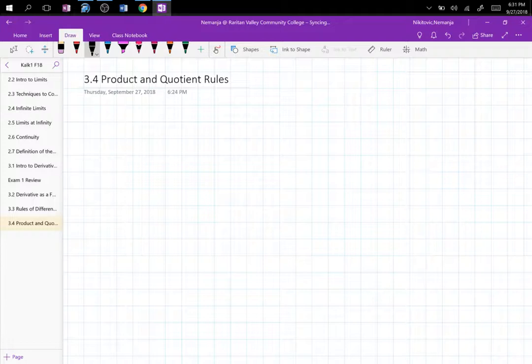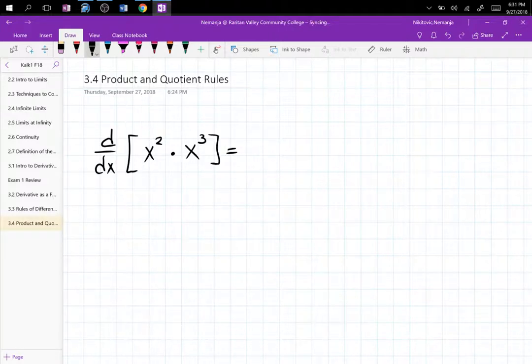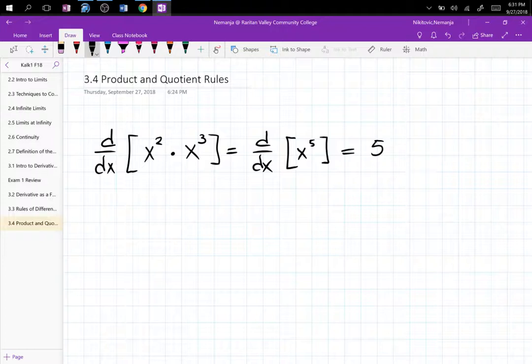I will start with an example of two functions, let's say x squared times x cubed. And you know that algebra here would command you to put x to the 5, which would give you 5x to the 4th. And you know that that's the good derivative, right? Note that you're not going to get that if you take individual derivatives. It doesn't work that way.